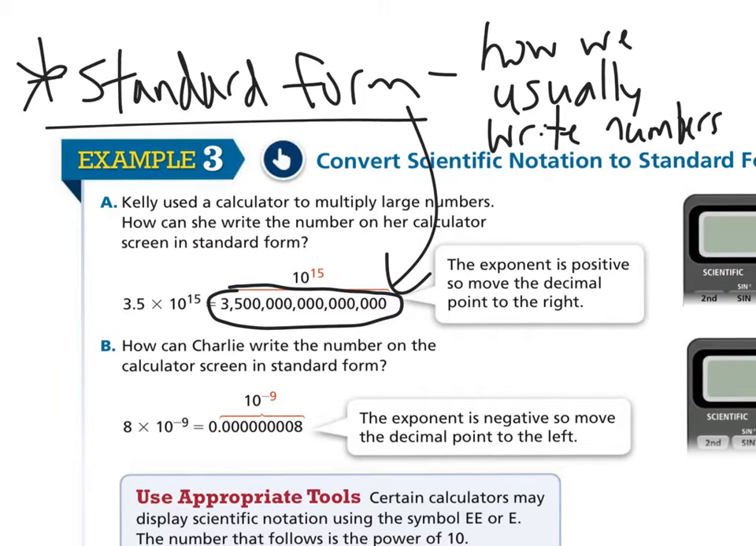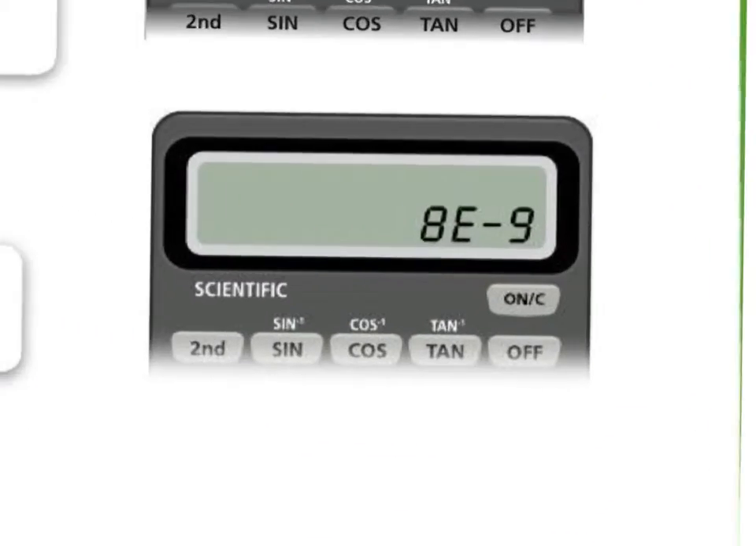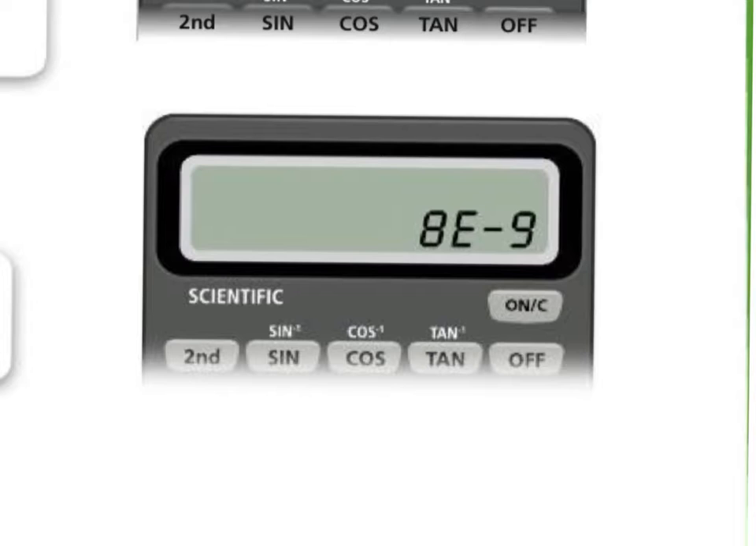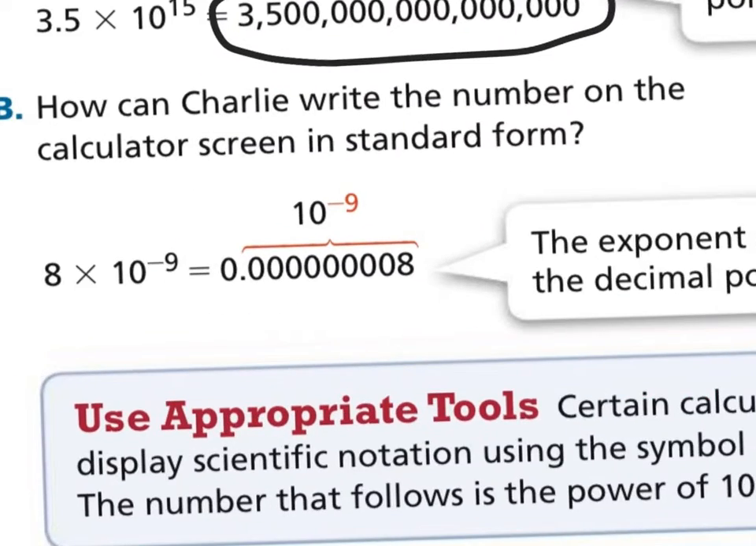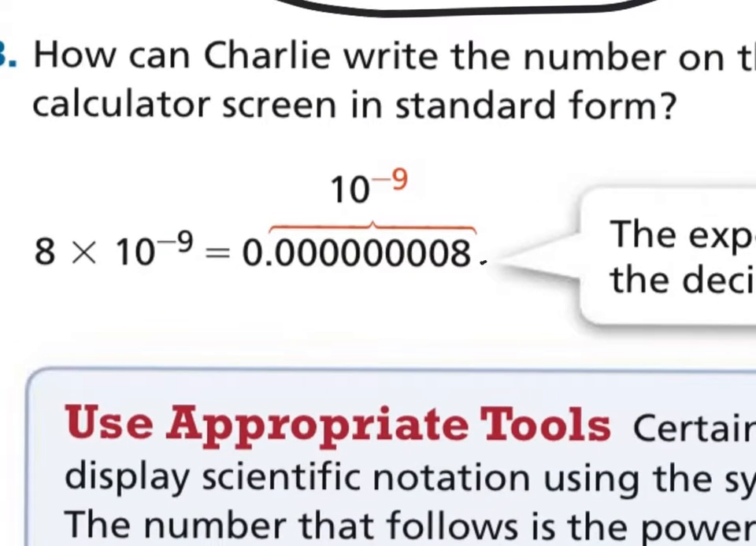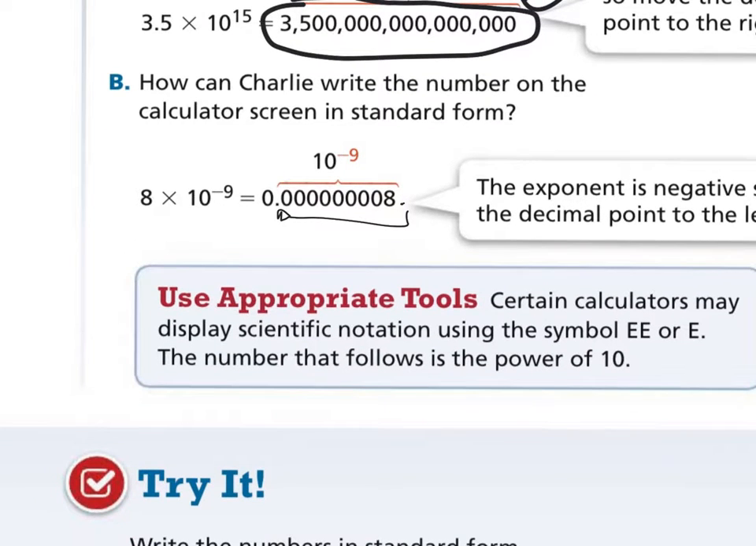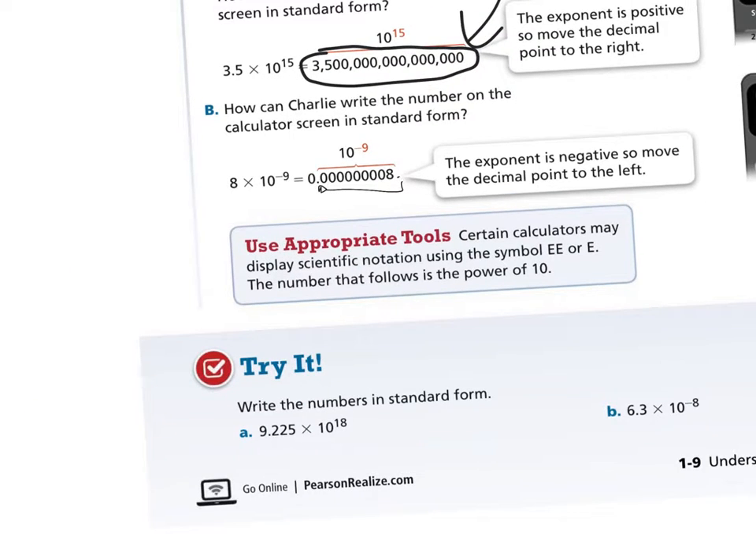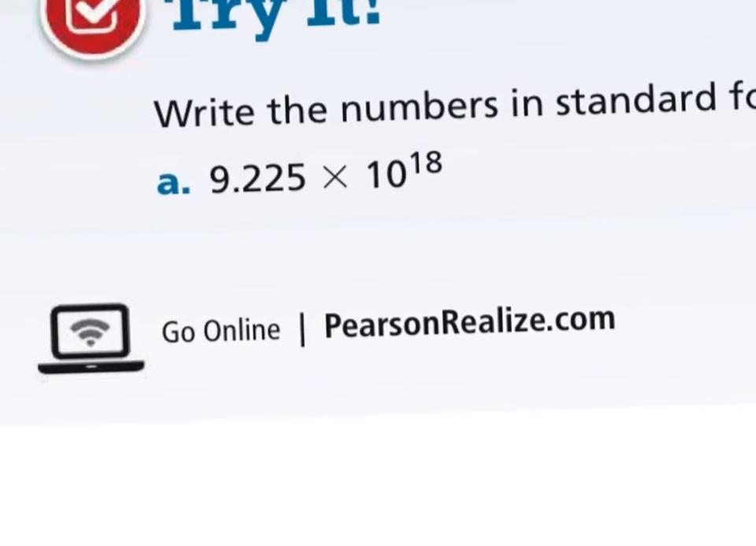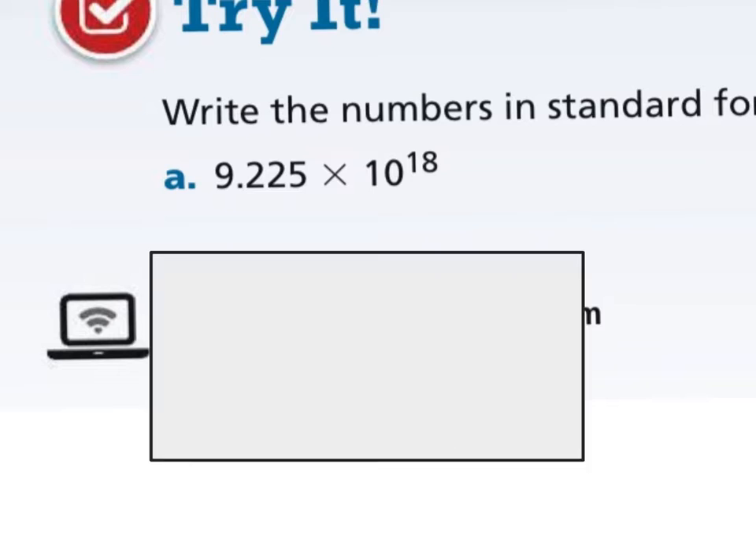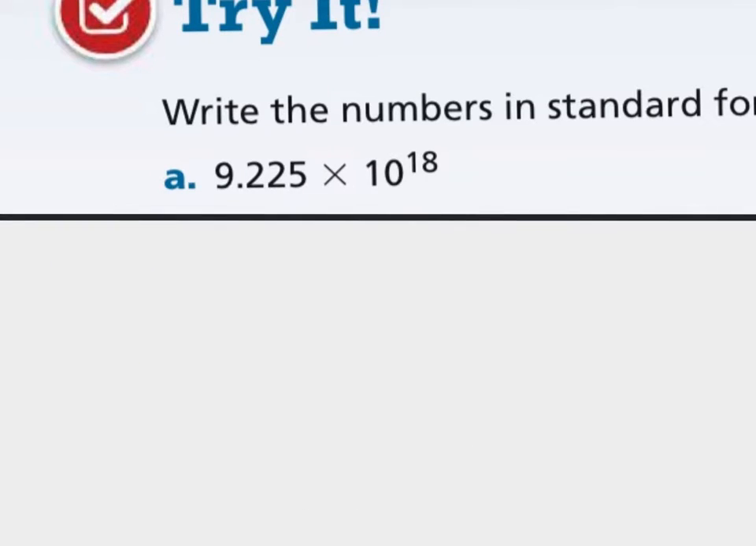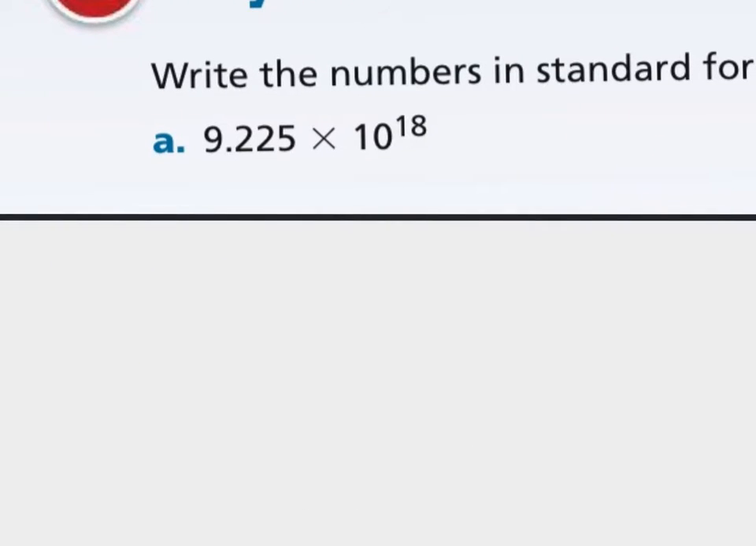So then part B, they have another one, only this one's a negative exponent. So that would be like 8 times 10 to the -9th power. And then we just start here, move your decimal 9 spots to the left, add some zeros, and that would be how we would write that in standard form. So these on the try it, they're not giving us a calculator deal, but they're saying if this was scientific notation, what would it be in standard form?